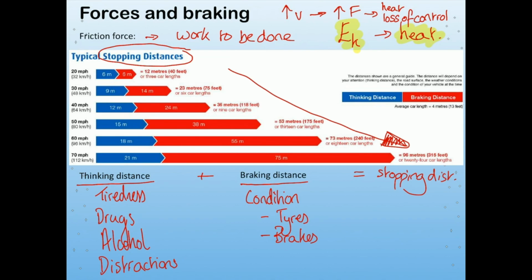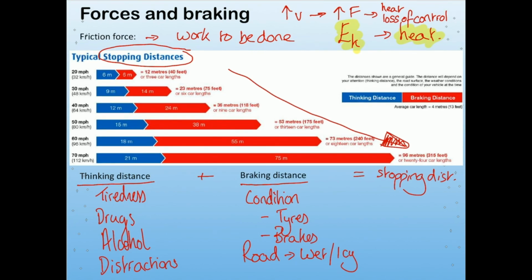You've also got to consider the condition of the road. So if the road is wet or icy, the car will get less traction, less grip on the road, and so they'll be able to get less friction and therefore stop less quickly. We do need to know those.